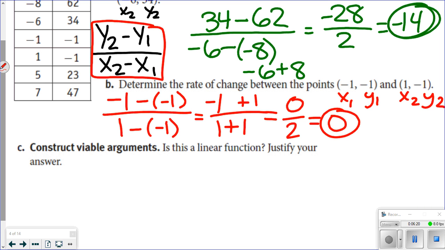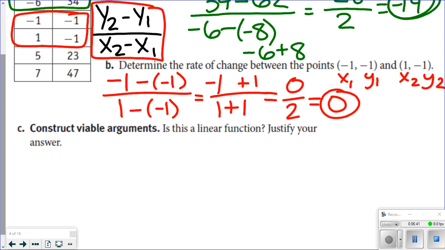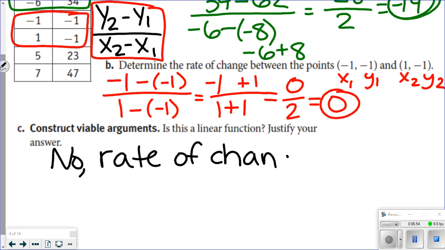So question A, we use 2 points from the table. Okay, hopefully you recognize that. We use these 2 points right here from the table. Question B, we use these 2 points from the table. We got negative 14 and 0. Are those the same? No. So is this a linear function? No. Why or how? Because we have different slopes, or rate of change is not constant.